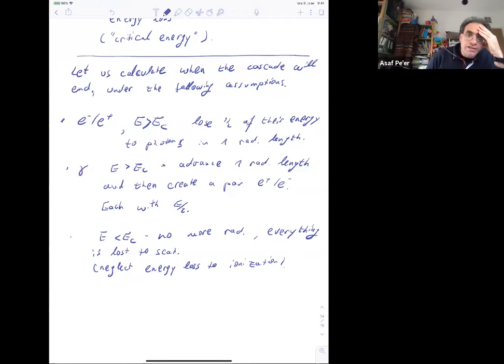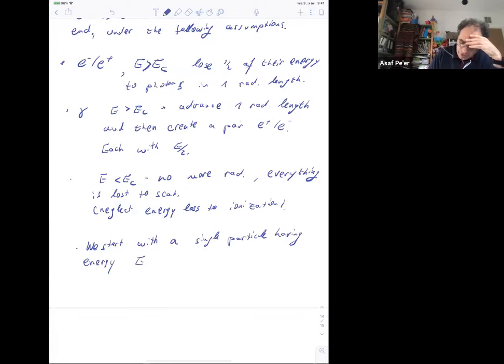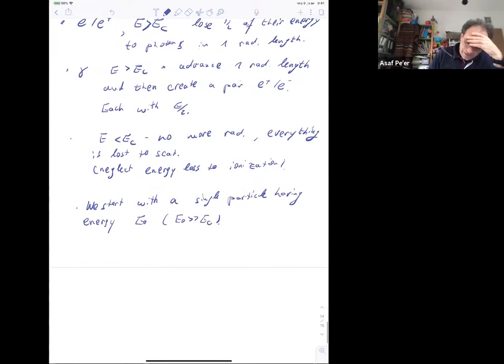and essentially what it says is that each radiation length we're going to lose half of the energy by producing twice the number of particles that we have. So what is the number of particles when the cascade ends? Let's assume that the shower starts with a single particle having energy E zero. Then after n radiation lengths, you have 2 to the n particles.